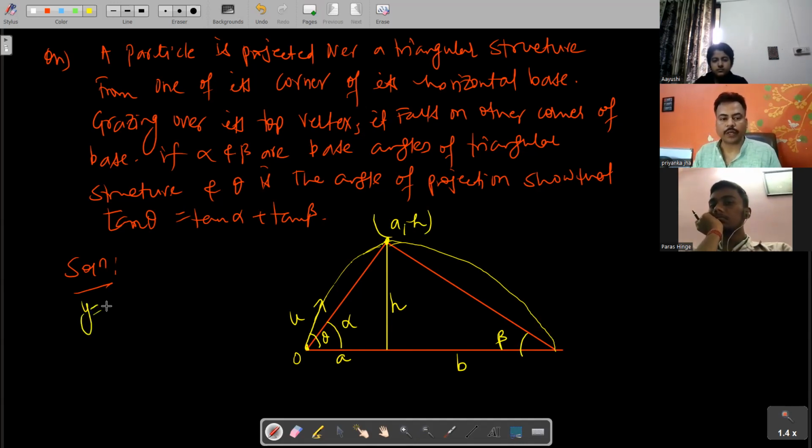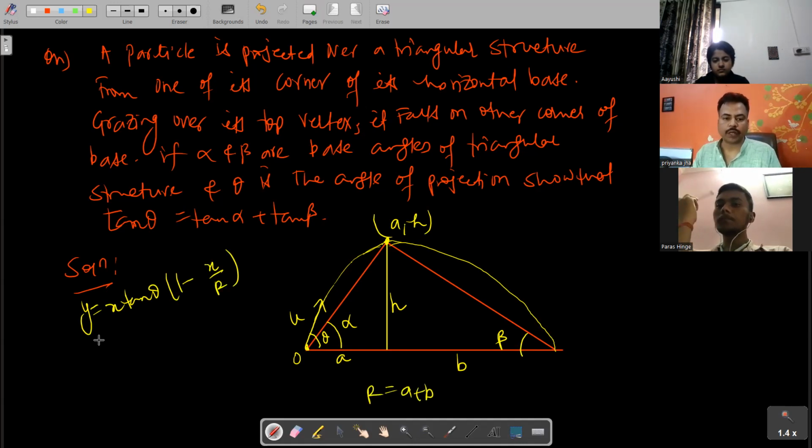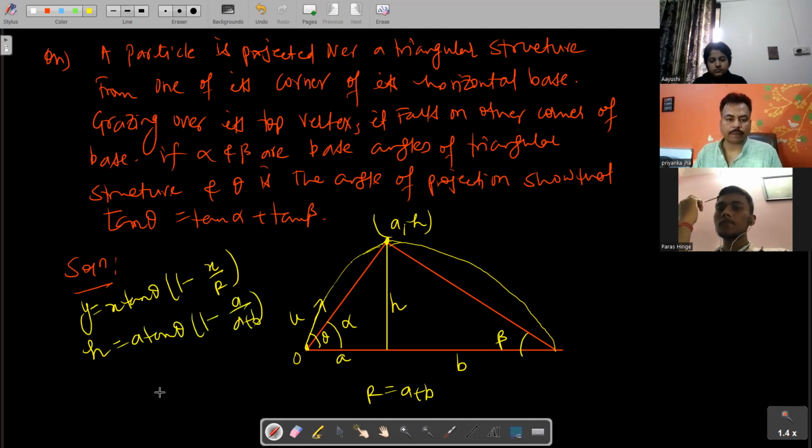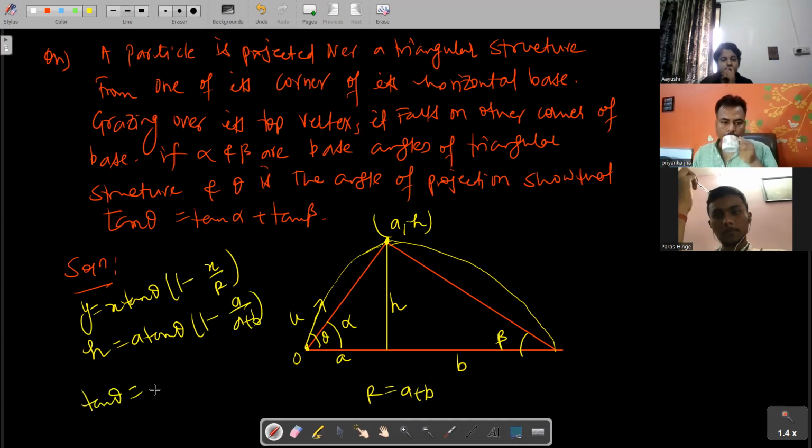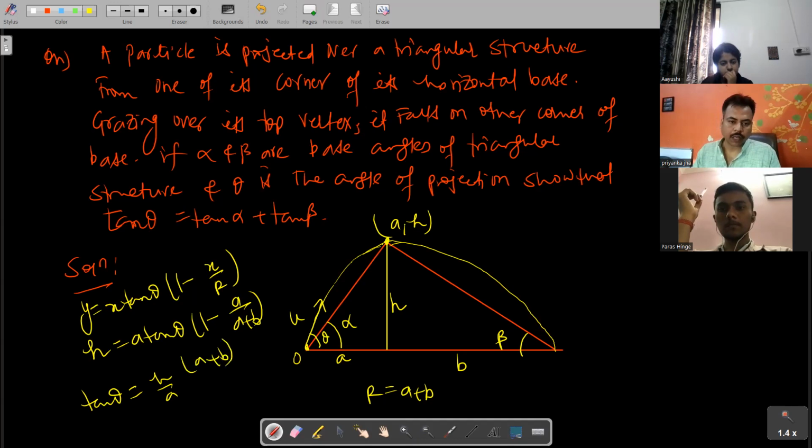So, the trajectory of the ball would be y = x tan theta (1 minus x upon R), and the range is how much? The range is A plus B, put it here. This point must satisfy this. So H = A tan theta (1 minus A upon A plus B). And we are almost done actually. Tan theta is how much? H by A. And this will go to this side, and it will be like LCM B.